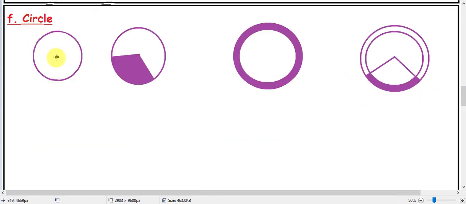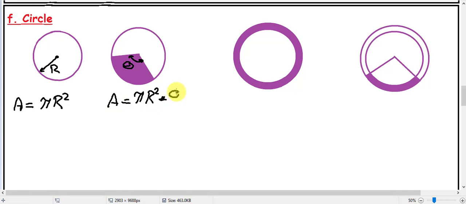If we have the circle and we have the radius R and we want to calculate the area, the area equals pi R squared. And if we want to know the area of a sector of a circle, this sector makes an angle we call theta, so the area equals pi R squared theta over 360 degrees.